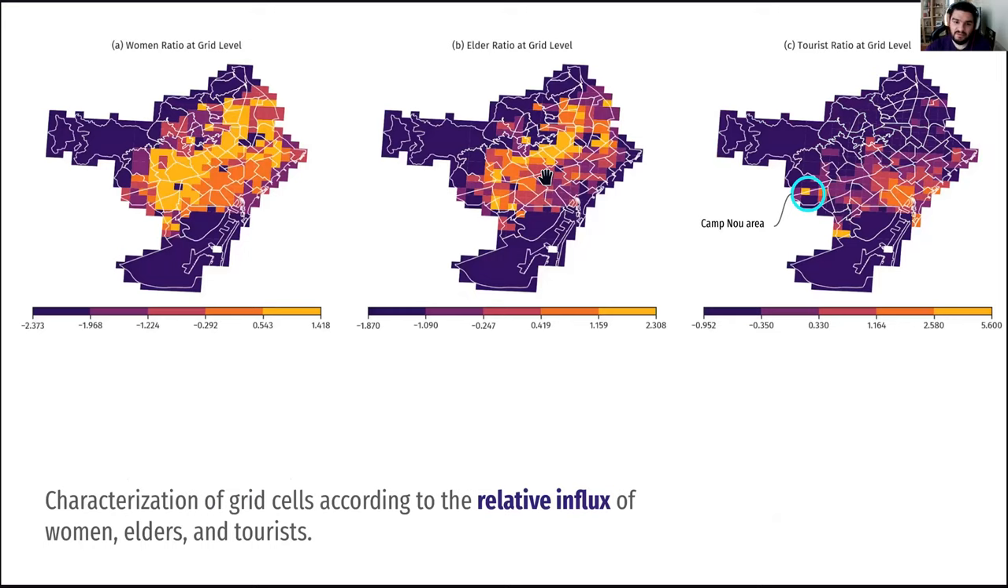So for instance, we have measured what places are most visited by women in the city. So here, darker areas have less visits from women. In the middle, darker areas have less visits from elders. And in the right, brighter areas have more visits from tourists. So you can see that the distribution of visitors here is different throughout the city. And here you can also see the hotspot surrounding Camp Nou.